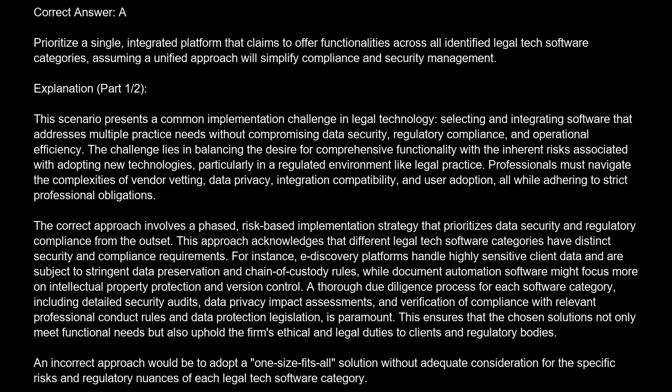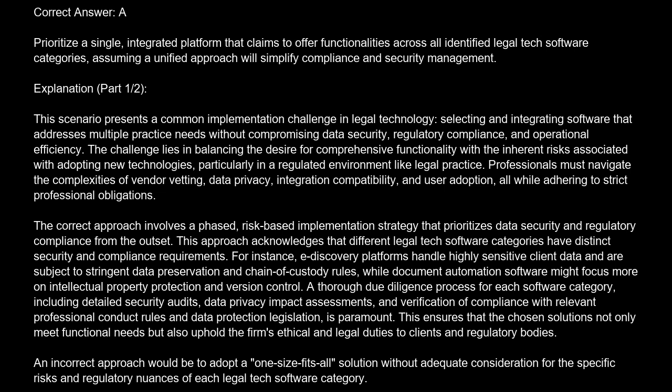Prioritize a single, integrated platform that claims to offer functionalities across all identified legal tech software categories, assuming a unified approach will simplify compliance and security management. Explanation. This scenario presents a common implementation challenge in legal technology: selecting and integrating software that addresses multiple practice needs without compromising data security, regulatory compliance, and operational efficiency. The challenge lies in balancing the desire for comprehensive functionality with the inherent risks associated with adopting new technologies, particularly in a regulated environment like legal practice.